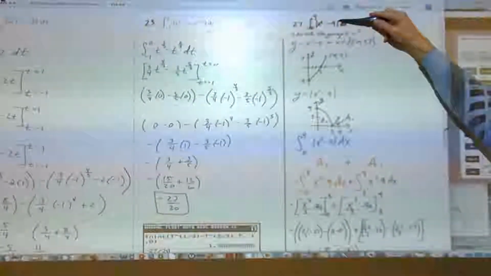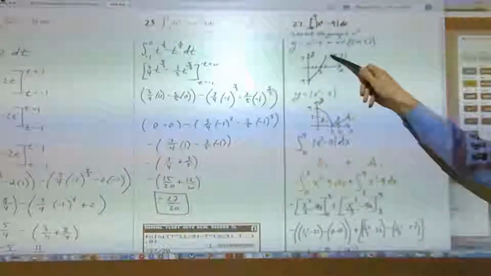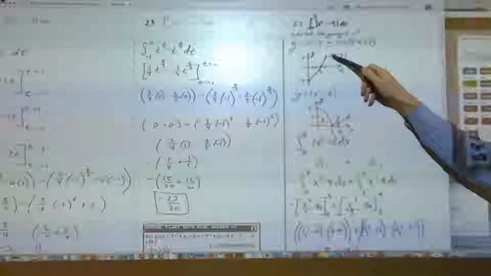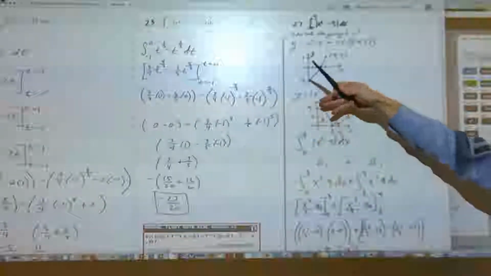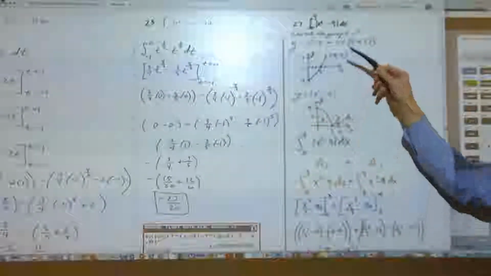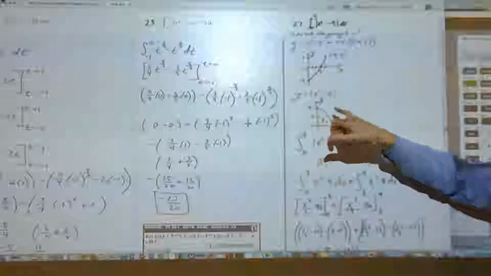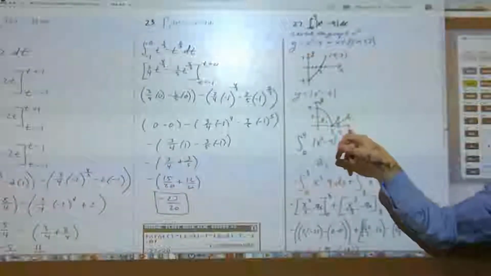Without the absolute value, the x squared minus 9 would just be a parabola. But look at what happens when you put the absolute value in there. The part of the graph that's below the x-axis flips up to the top. So when they're asking you to do number 27, they're asking you to find area 2 plus area 1. Orange plus green.